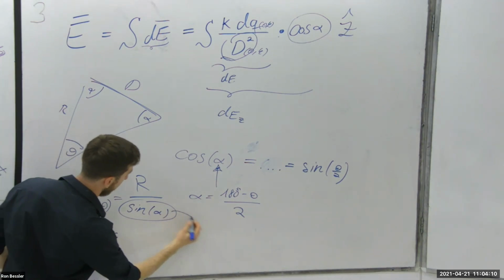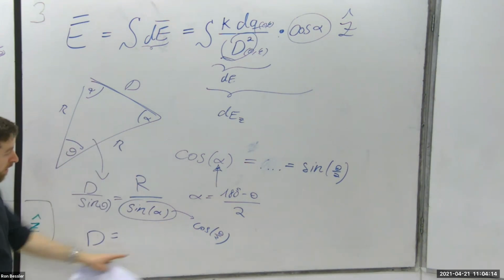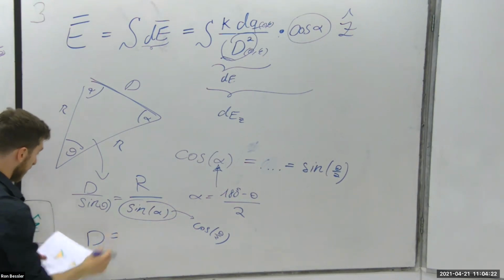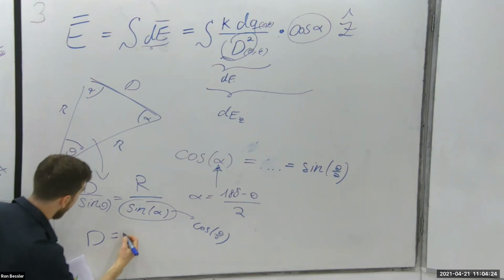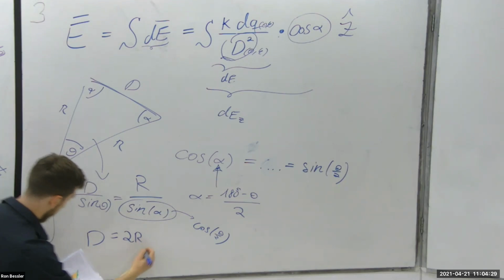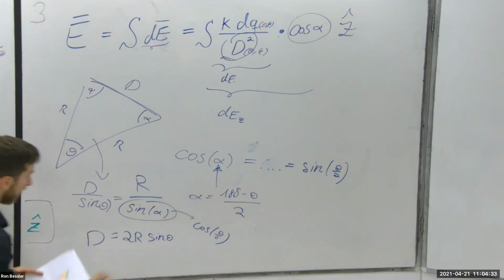This is cosine of theta over 2, right? We can jump between them. They're connected to each other, each one defines the other. You see it? Yes, perfectly. So we get d is actually equal to 2r sine of theta over 2.